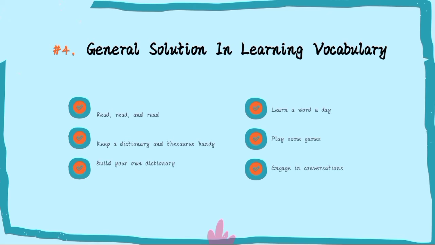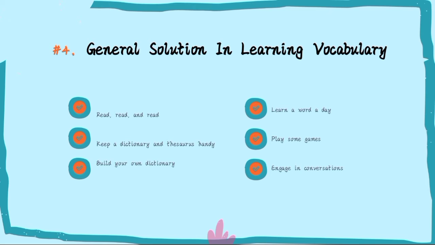And the second is keep a dictionary and thesaurus handy. A good quality dictionary is 100 times better than Google Translate. Next, go to the thesaurus and find similar words and phrases and their opposites, synonyms and antonyms.